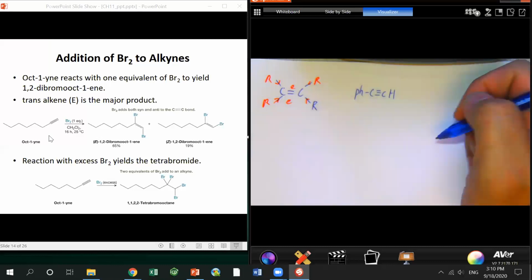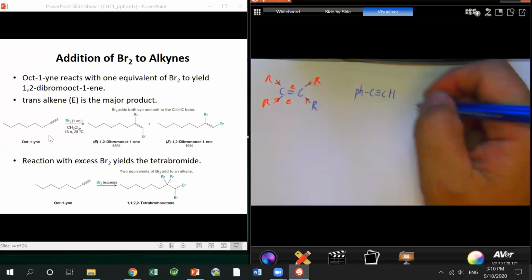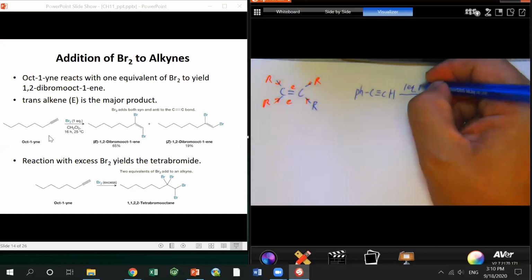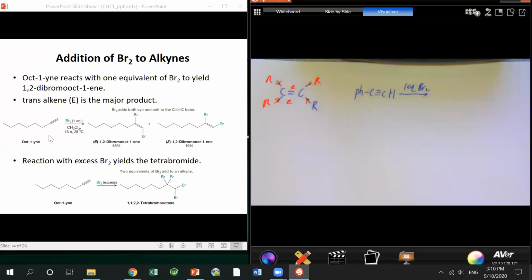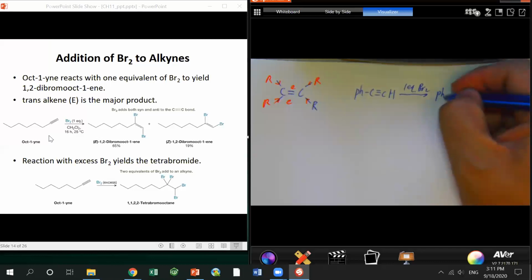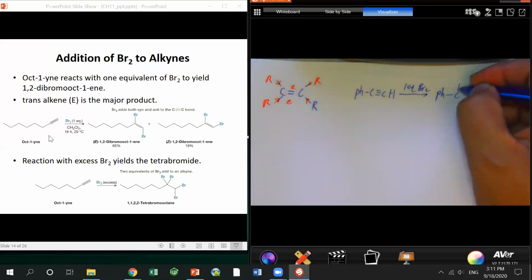All right, so we have this alkyne, and then if we add just one equivalent of Br2. For this reaction, we still follow anti-addition, so keep that in mind. In this case, each carbon picks up one bromide.